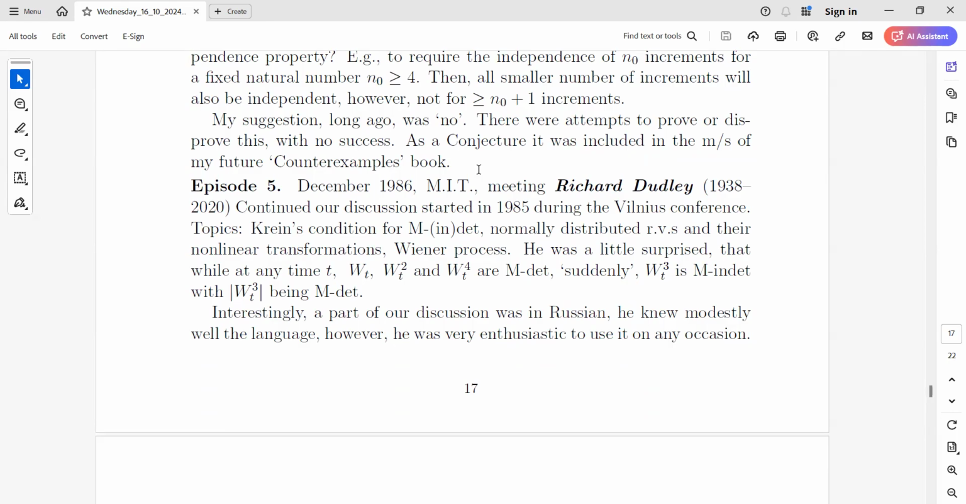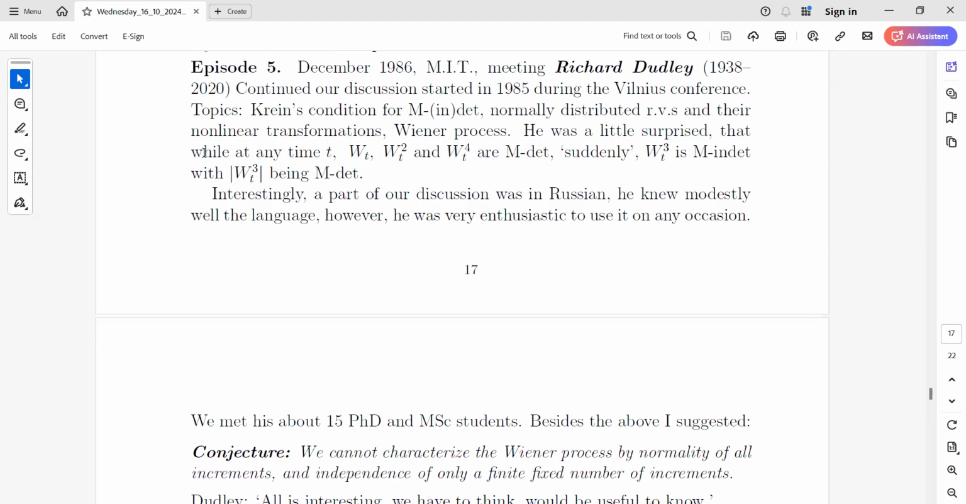So it was 1987. And meanwhile, I had other interesting conversations with Richard Dudley, who died a few years ago. So we met in Vilnius in '85, and then we continued at MIT in his office. And he found that putting together all these results makes a very good and very attractive picture. Especially he liked this, that W_t to the power 3 is non-unique. However, if you take the absolute value, it becomes unique.